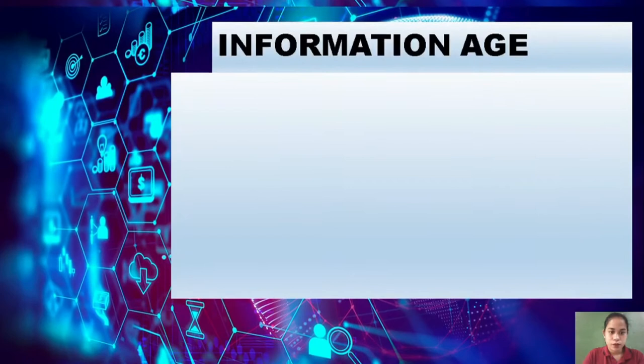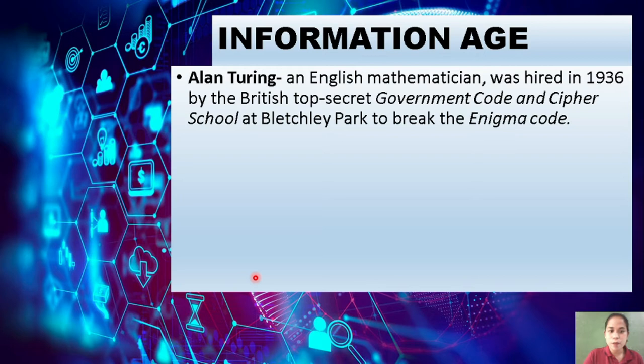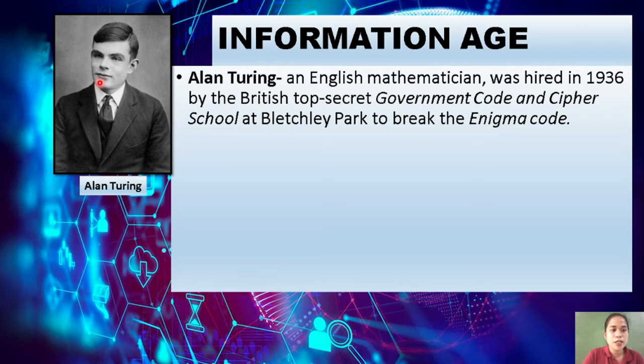Okay, so let's talk about Alan Turing. Alan Turing is an English mathematician. So this is Alan Turing. He was an English mathematician, hired in 1936 by the British top secret government code and cipher school at Bletchley Park to break the Enigma code.